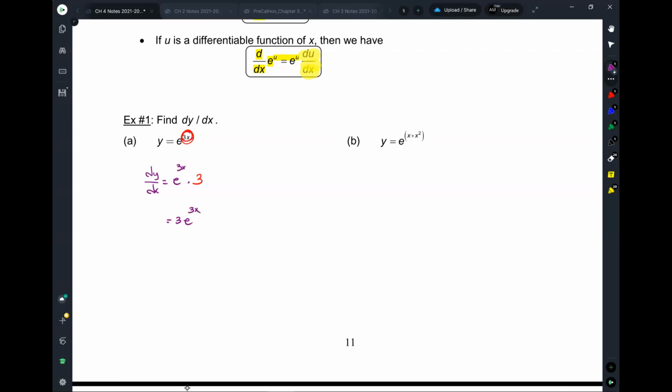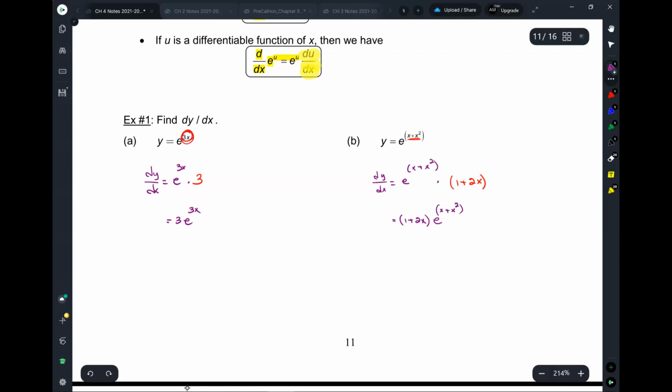Okay. Here, next one, dy dx is e to the, whatever it is, x plus x squared, times the derivative of the inside function, 1 plus 2x. And it's convention that we always write the algebraic function first, followed by the exponential, so it looks like this. Okay? How are we doing?